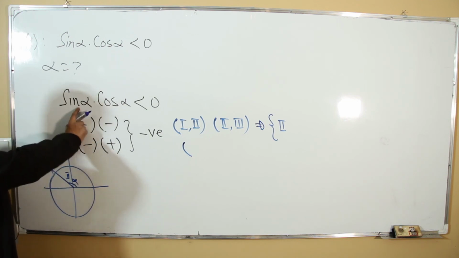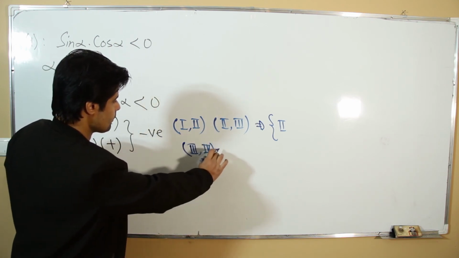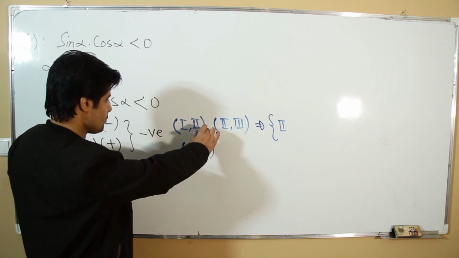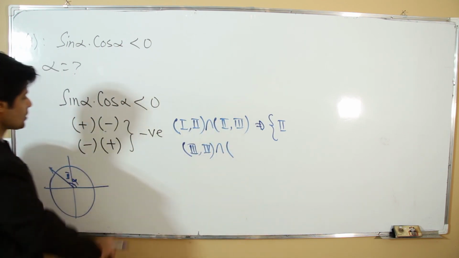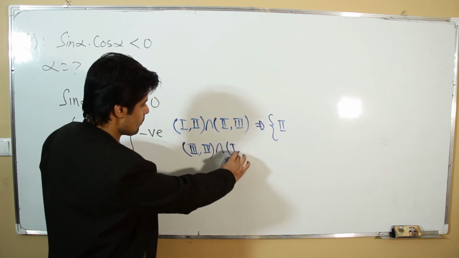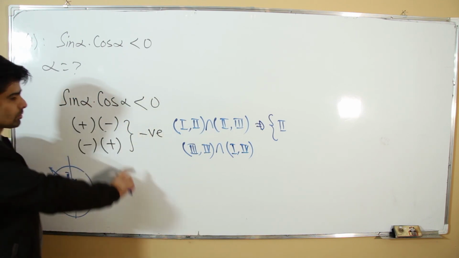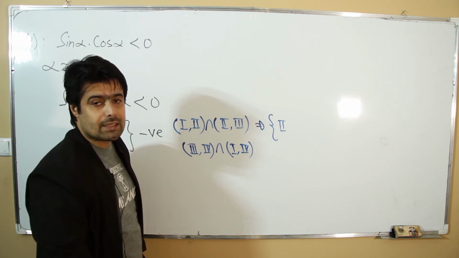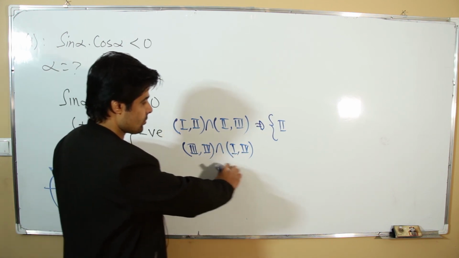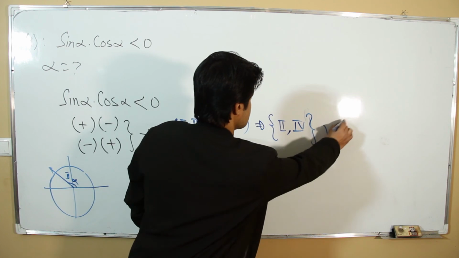Negative. Sine is negative. Where? In third and fourth. And cosine is positive. It means you have to find the intersection. Cosine is positive in first and fourth. Now, since both of them are alpha, both of them should locate in the same coordinate. Third, fourth, first and fourth, the intersection for both of them is fourth. Now this is your answer. Your answer is second and fourth.